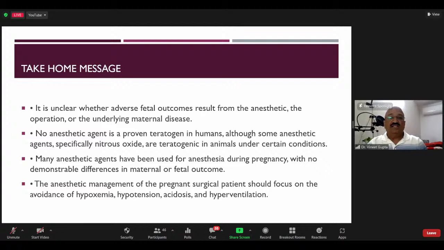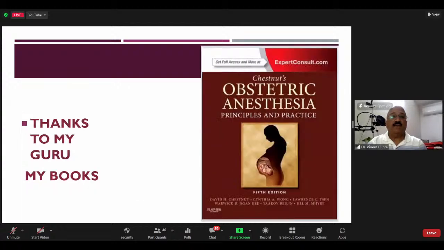No anesthetic agent is a proven teratogen in humans, although some anesthetic agents, specifically nitrous oxide, are teratogenic in animals under certain conditions. Many anesthetic agents have been used for anesthesia during pregnancy with no demonstrable difference in maternal or fetal outcome. The anesthetic management of a pregnant surgical patient should focus on the avoidance of, again, hypoxia, hypotension, acidosis, and hyperventilation.